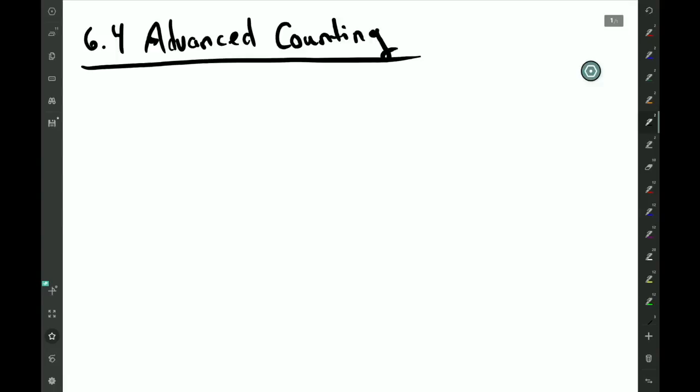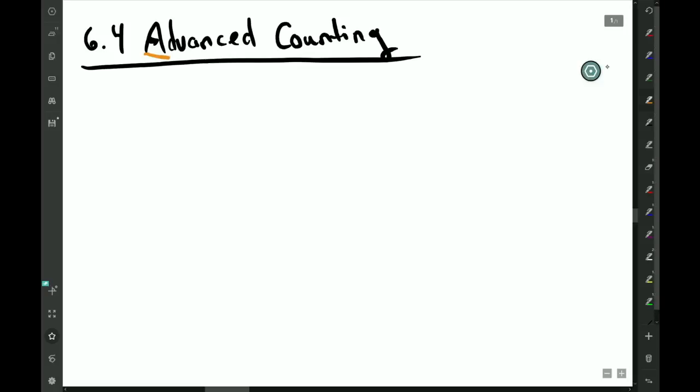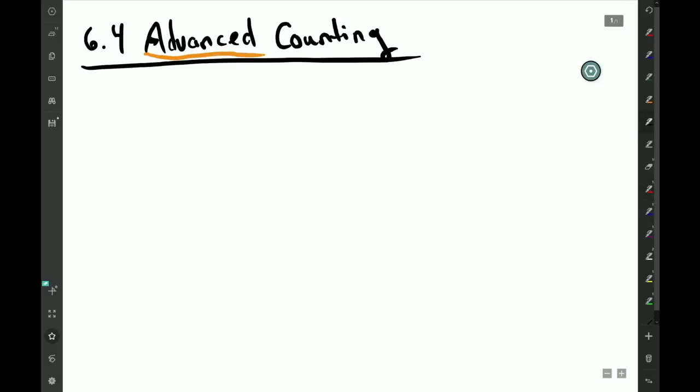Back into 6.4 here, CP Finite, and these are advanced counting techniques. So now we are getting real deal. Yeah, it's getting advanced, but really it's not too hard. Let's look at this here, okay?